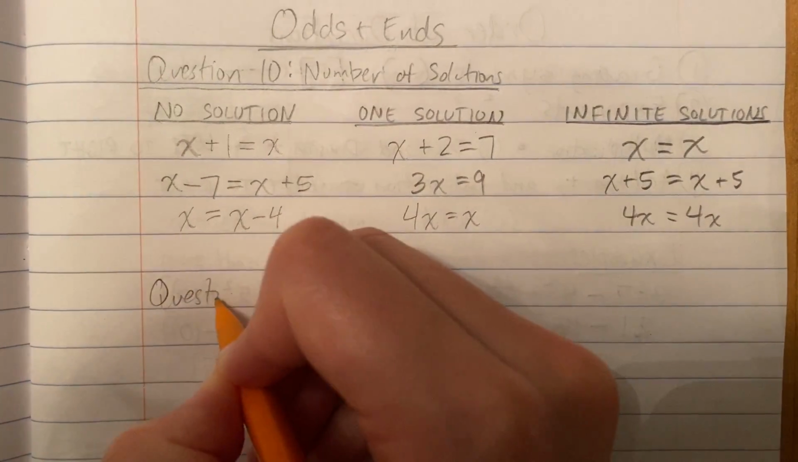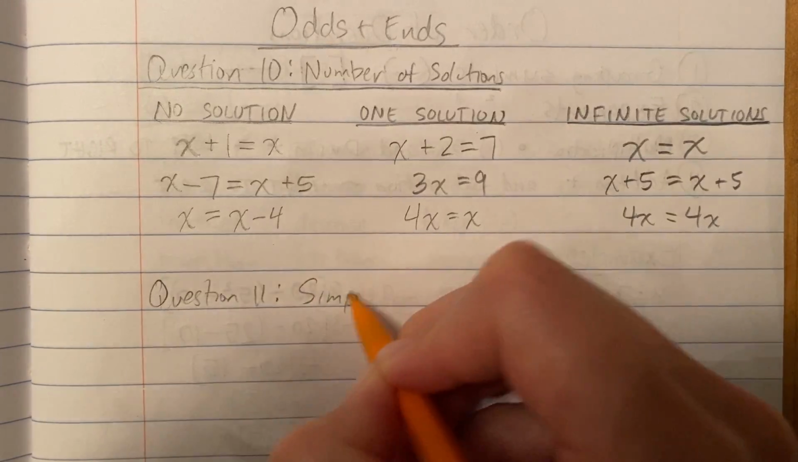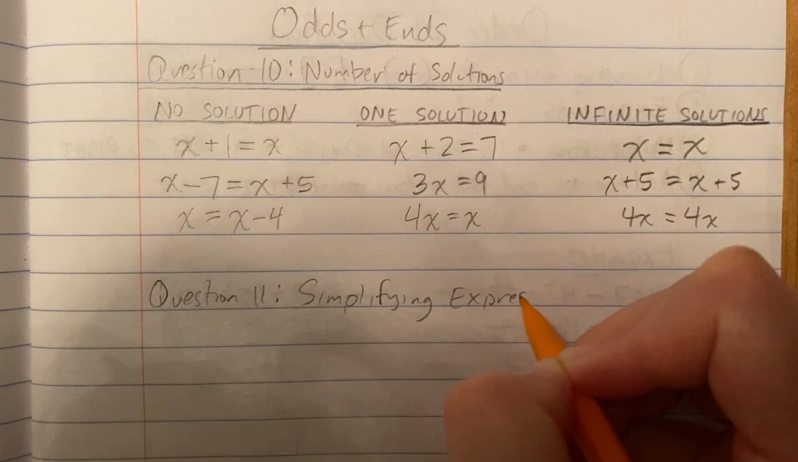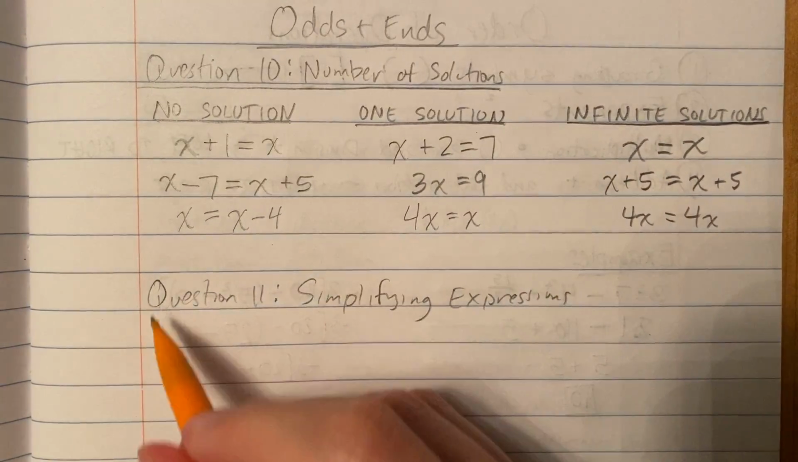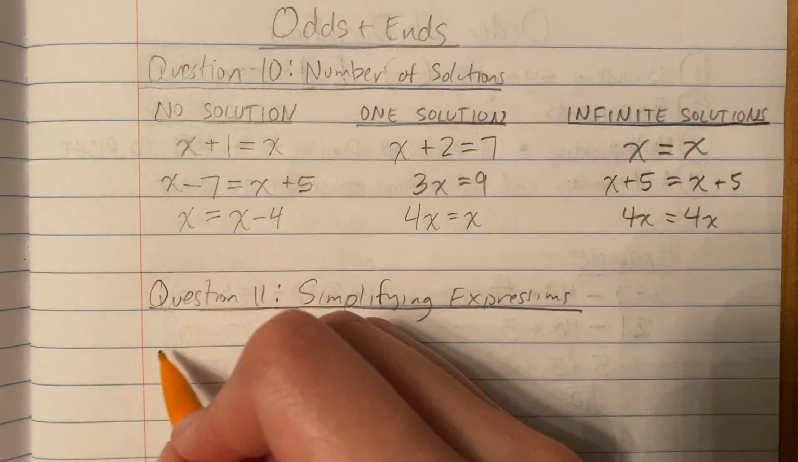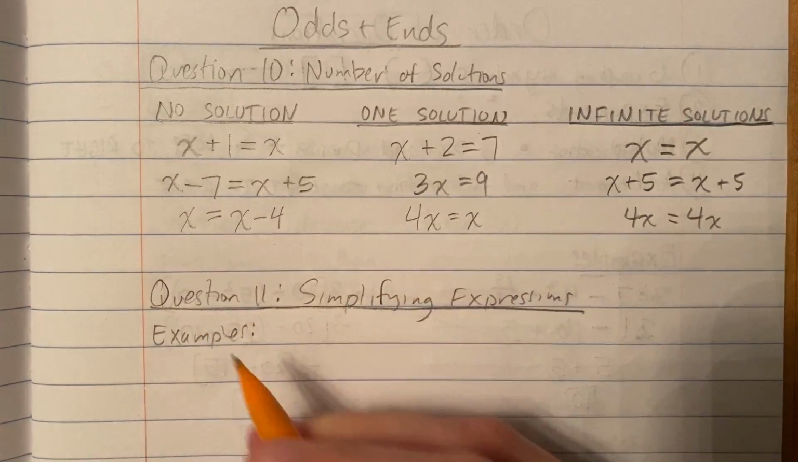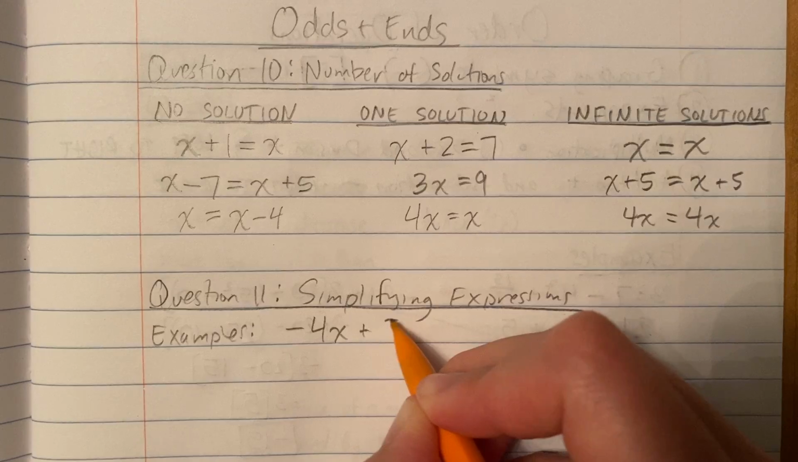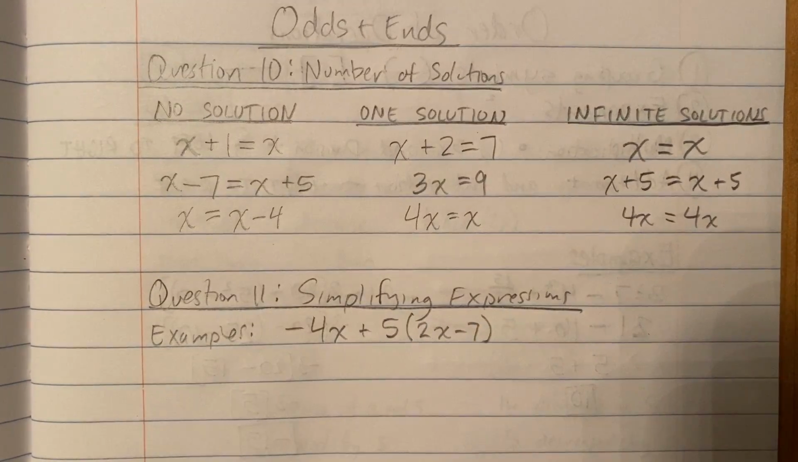Question 11 is about simplifying expressions. I'm going to do a couple examples here. Here's your first example. Negative 4x plus 5 times 2x minus 7.